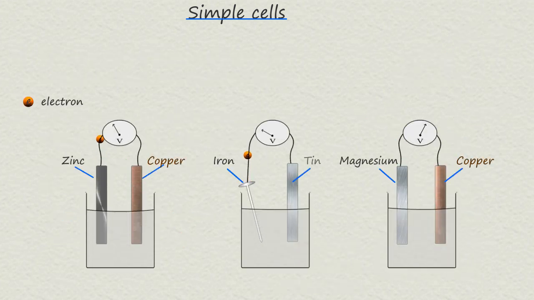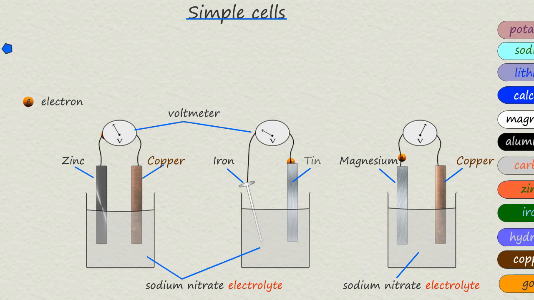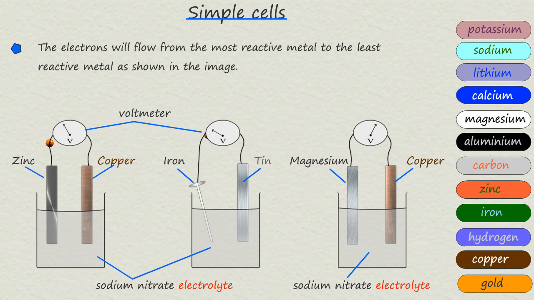Now, the image on screen shows 3 cells. In each of the cells there are 2 different metals dipped into a sodium nitrate electrolyte. A voltmeter or an ammeter can be placed in the circuit to record the cell voltage or the size of the electrical current flowing. In each of the cells there is a flow of electrons, that is, there is an electrical current flowing. Now, the electrons will flow from the metal highest in the reactivity series to the metal lowest in the reactivity series.